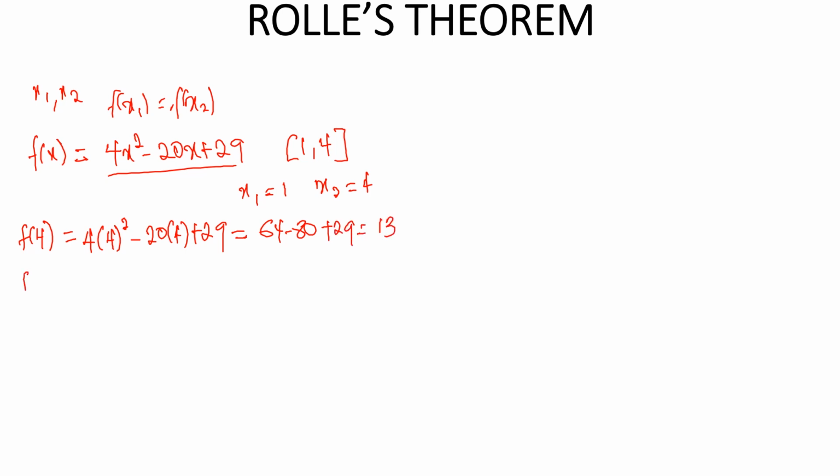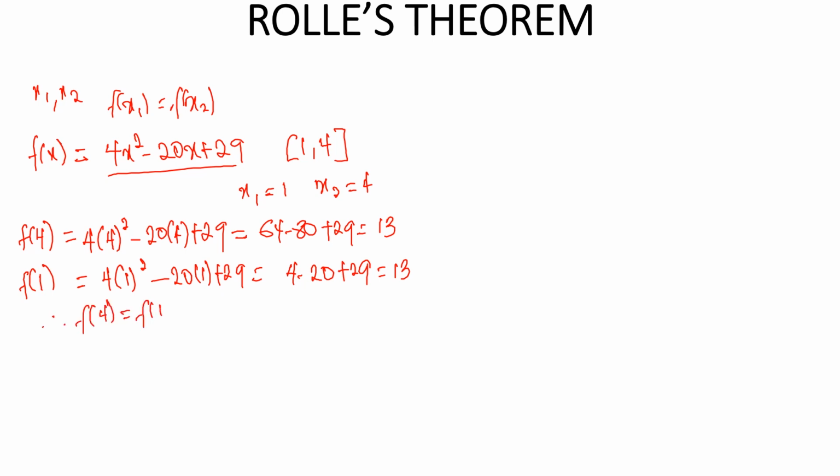Then you go ahead to get your f of 1, which is going to be 4 into 1 squared minus 20 into 1 plus 29, which is equal to 4 minus 20 plus 29, which is equal to 13. So you discover that f of 4 is equal to f of 1. So you discover that it satisfies Rolle's theorem. Therefore, you can move further to get your x0.